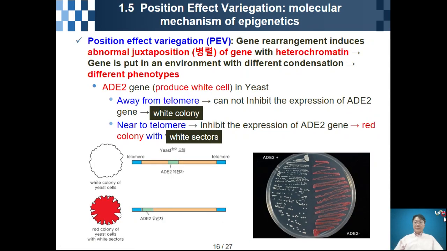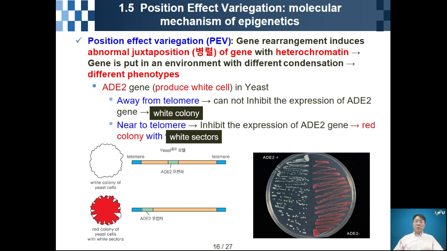So in this slide, I will explain the fifth subject, position effect variegation. Position effect variegation is a molecular mechanism of epigenetics. So what is position effect variegation? PEV: sometimes in the chromosome, gene rearrangement happens. Sometimes gene rearrangement induces abnormal juxtaposition of a gene with heterochromatin.